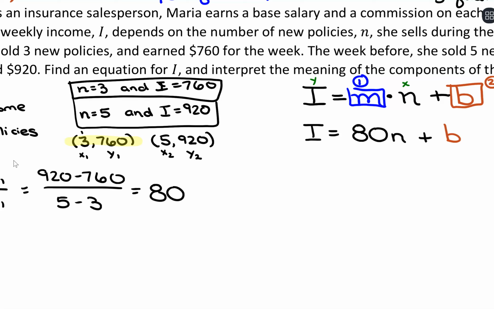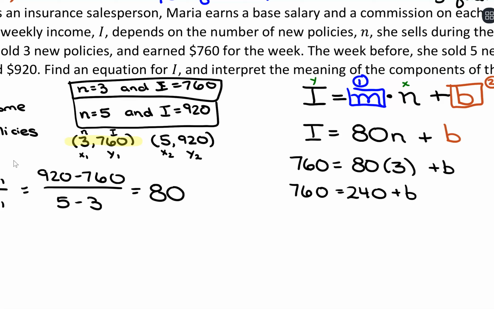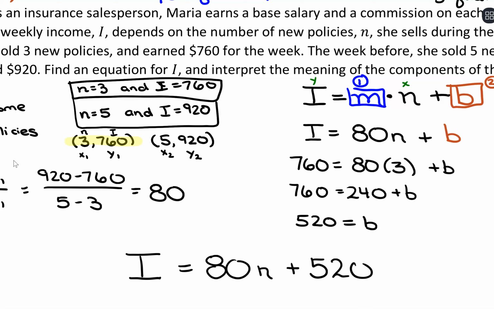So again, the 3 is N and the 760 is I, so I'm going to go 760 equals 80 times 3, and then plus B. And then I can multiply the 80 and 3 together, and subtract 240 from both sides to get 520 is equal to B. So we end up with our equation I equals 80 times N, and then our initial value is a positive 520.